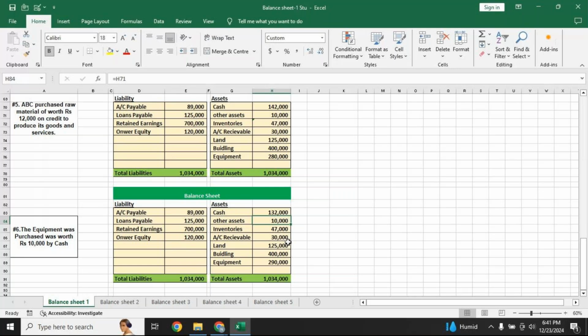Ma'am, can you explain the step once again? Which one, ma'am? The last one? Yes, ma'am. So first I brought down the values from the fifth one. Then they are telling that the equipment was purchased worth rupees 10,000 by cash. So equipment is getting added with 10,000 worth of equipment, and I am paying it by cash, so here I will reduce minus 10,000. So equipment 10,000 is getting added, cash 10,000 is getting reduced. Okay, ma'am. Thank you. Got it.